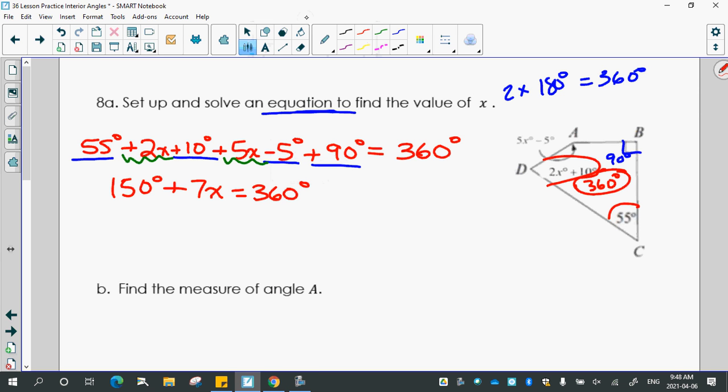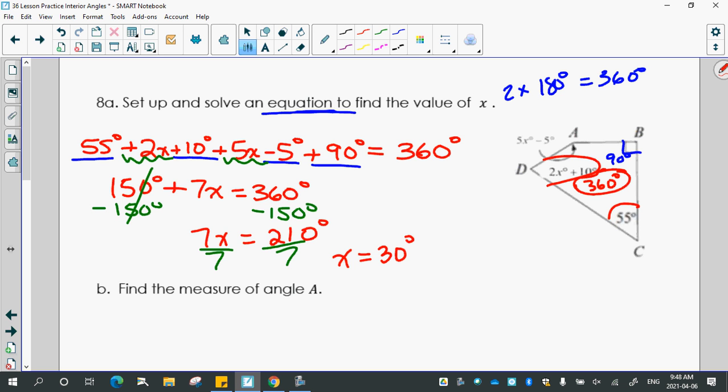So we want to get x by itself. The first thing we would do is subtract 150 degrees on both sides, which gives us 7x is equal to 210 degrees. Divide both sides by 7. Then we get x equal to 30 degrees.